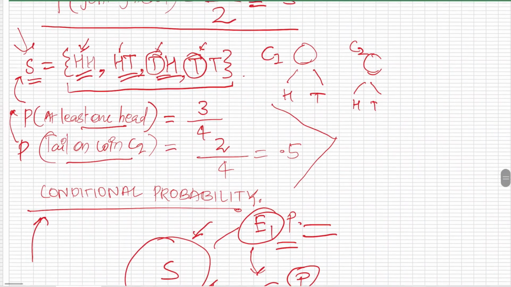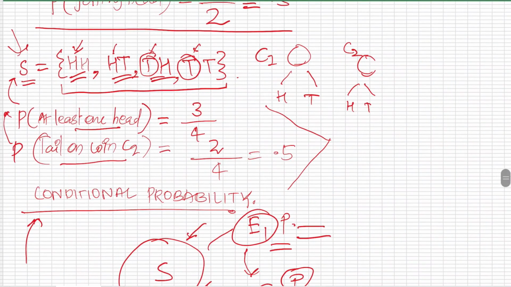So last time we had two different events related to this sample space. The first event was at least one head, and we got the probability 3 by 4. The second event, tail on coin C2 means C1, tail on coin C1, was 2 by 4, which is half.